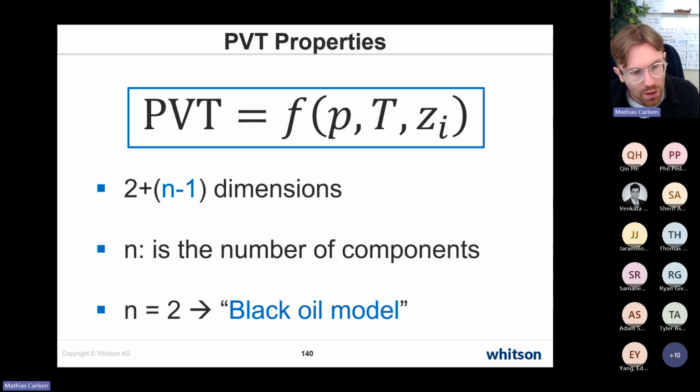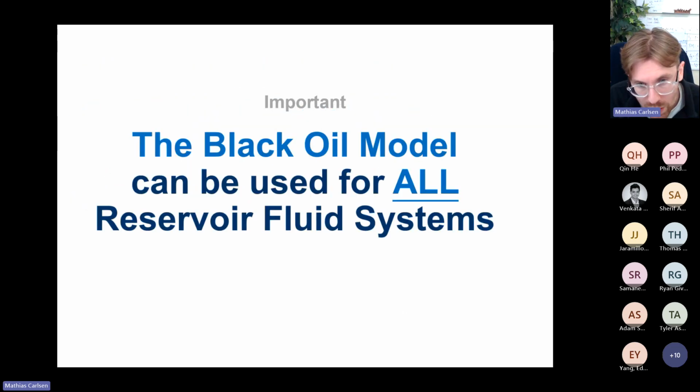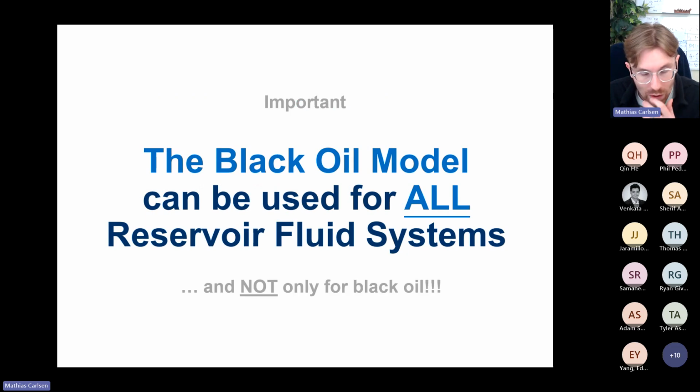We say, well, what if it was just 2 components? And that's the surface gas component and the surface oil component. Well, then we're dealing with the so-called black oil model. And here it is important to remember that the black oil model can be used for all reservoir fluid systems and not only for black oils.